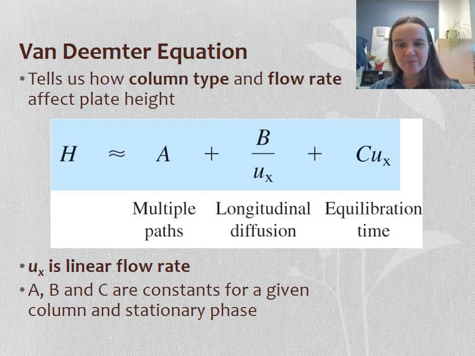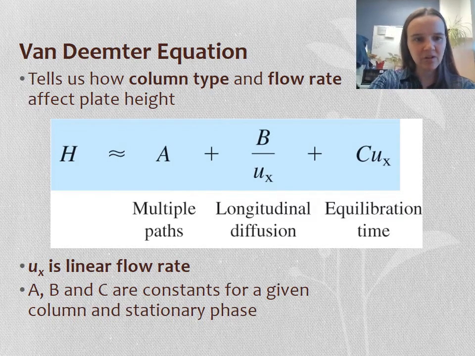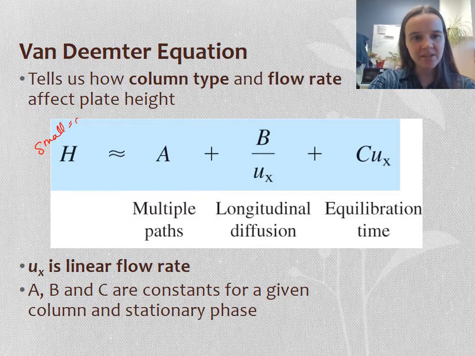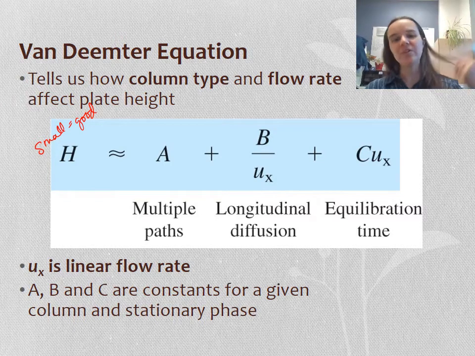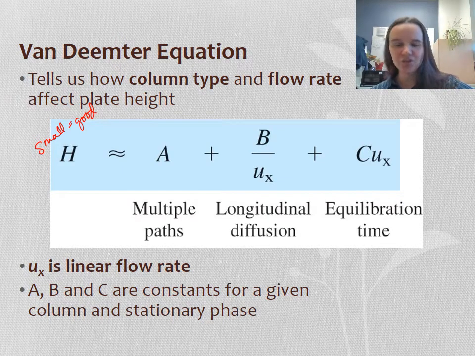Now, plate height, you want a small plate height, so small is good. Plate height doesn't only depend on chemistry. So number of theoretical plates relates to resolution. You can change resolution with gamma, but it also depends on flow rate. And so the Van Deemter equation is a pretty famous chromatography equation, and it tells us how the column type and the flow rate affect the plate height.